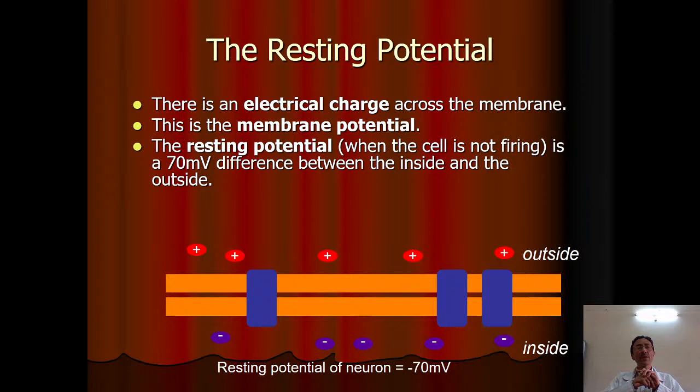Before going into the details of the action potential, let us see the meaning of the resting potential. All the excitable tissues in the body, let us take the nerve or the muscle, have an electrical charge across the membrane. This electrical charge present across the membrane is because of the difference in the ionic concentration of the substances across the membrane.